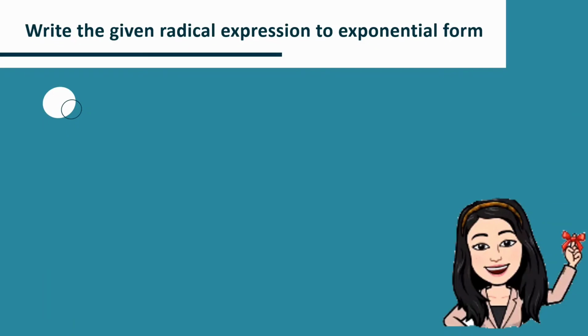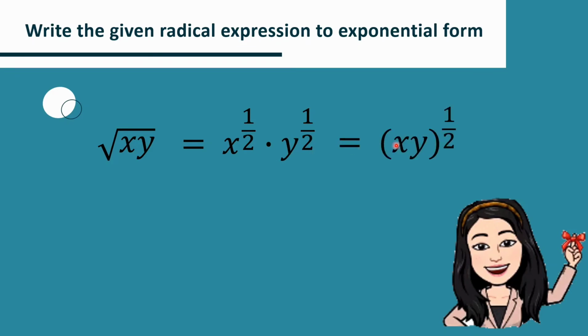So let's write again the given radical expression to exponential form. We have a square root of xy. So that will be x raised to 1/2 times y raised to 1/2. Paano nangyari yun? Okay, didistribute of course natin. Kasi ang xy ay mayroon siyang exponent na 1, di ba? So, yung ating index, which is 2, yun yung ating naging denominator. So, x raised to 1 times y raised to 1/2. And that will be equal to xy raised to 1/2. Did you get it? Good.